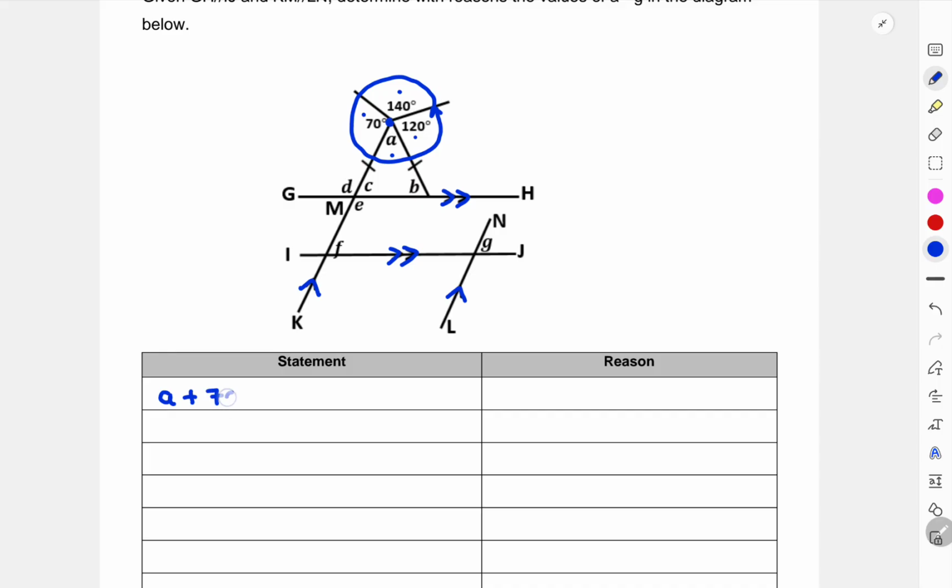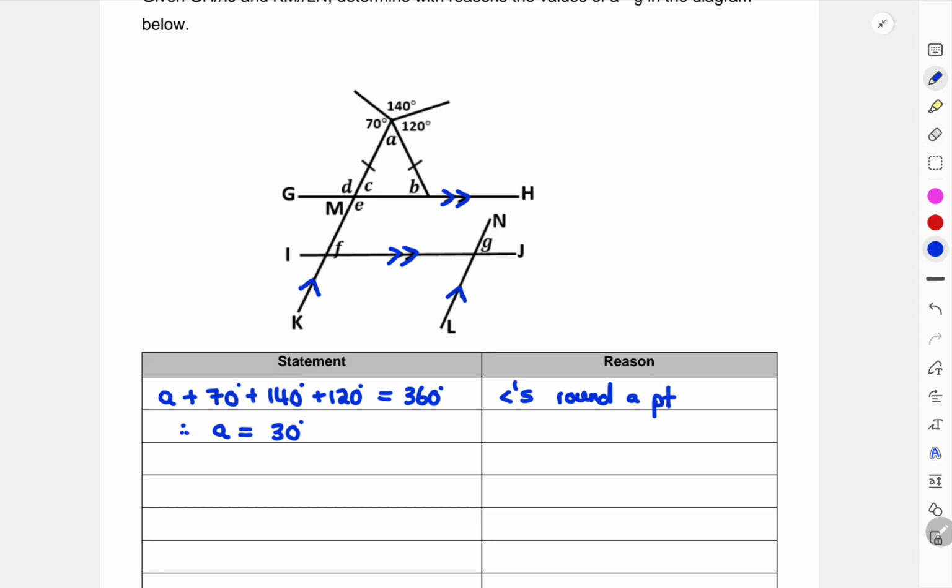So I'm going to say A plus 70 degrees plus 140 plus 120 is equal to 360 because of angles round a point. And then you're going to work out A as being 360 minus 120 minus 140 minus 70, which gives you A is 30. All right, so when you've got something, go and place it in there so that we can use it to go forward.